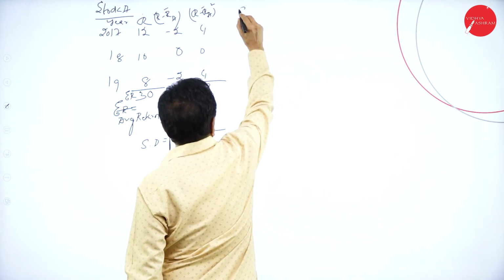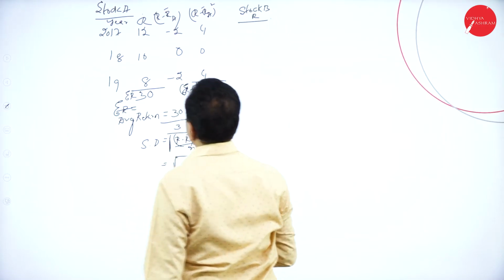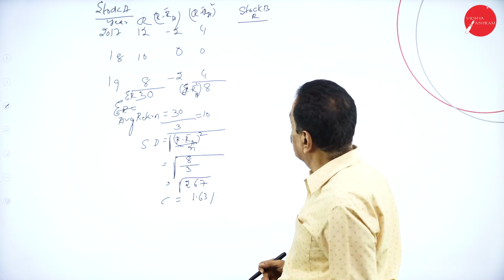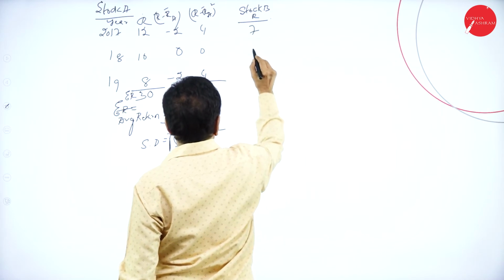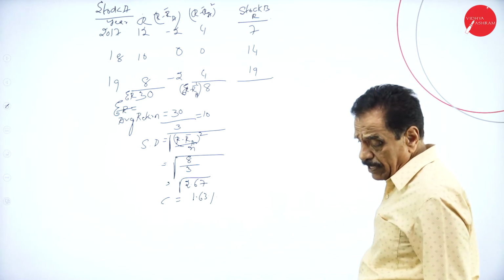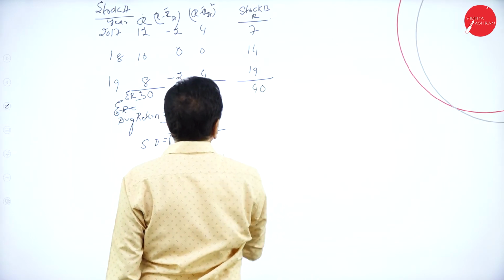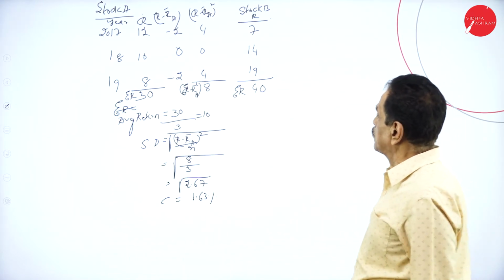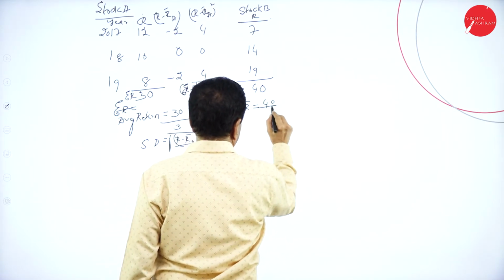Then stock B. Here the returns are given. What are the returns? 7, 4, 9. Add the figures: 40? Sigma R. R mean is equal to 40 divided by 3.